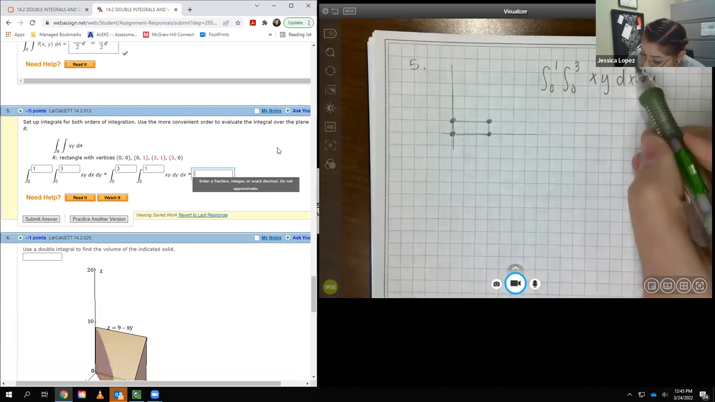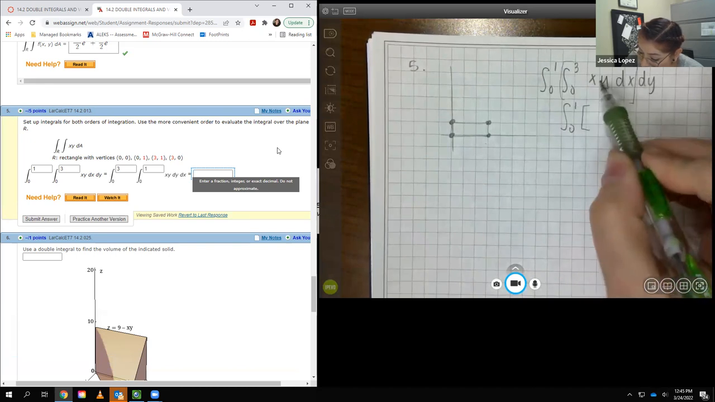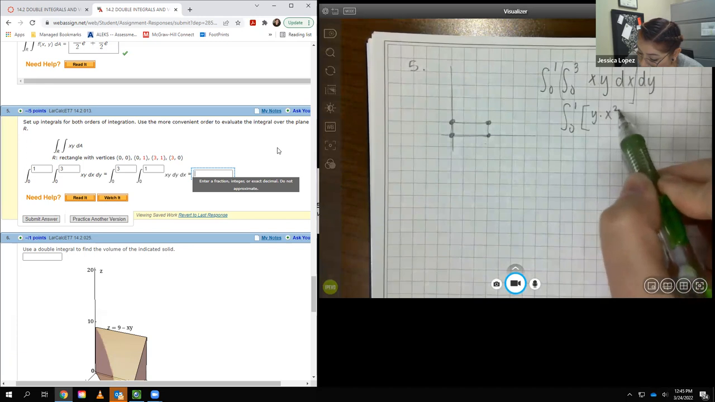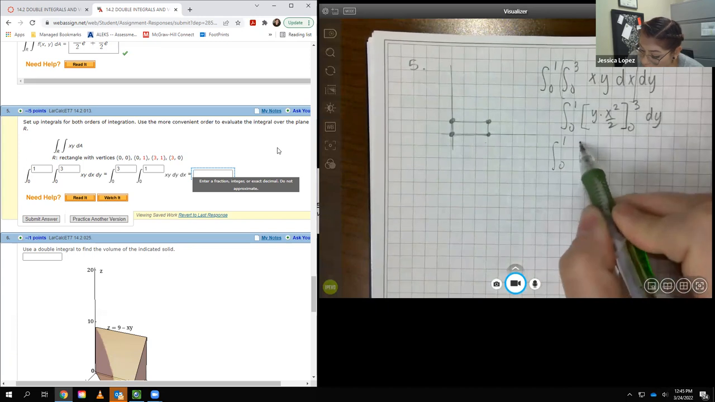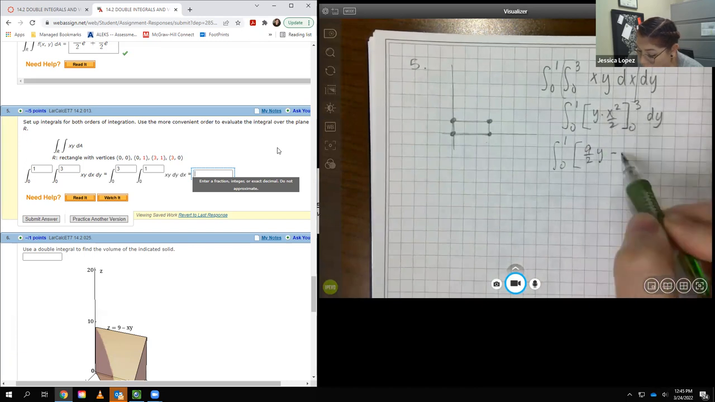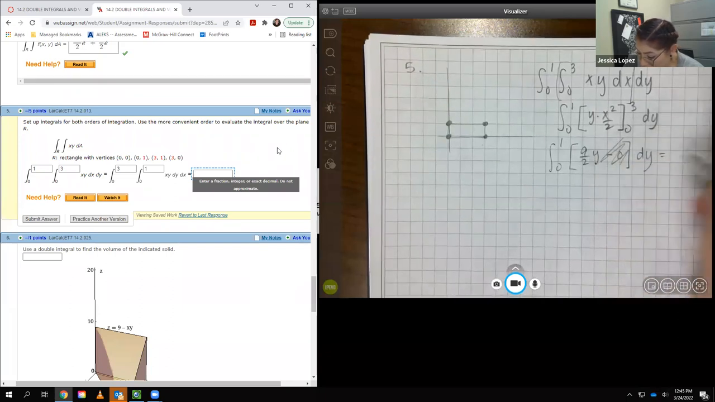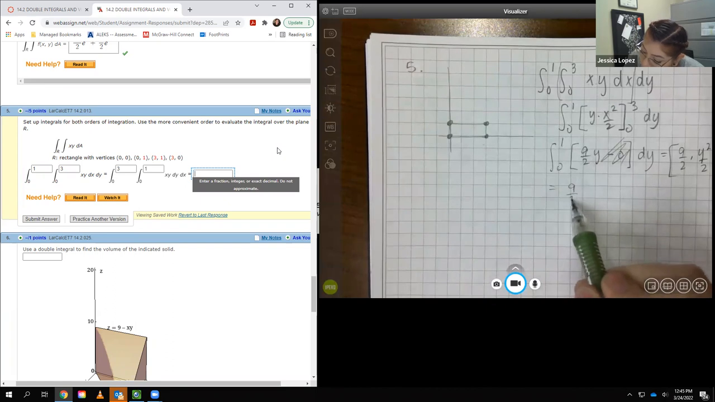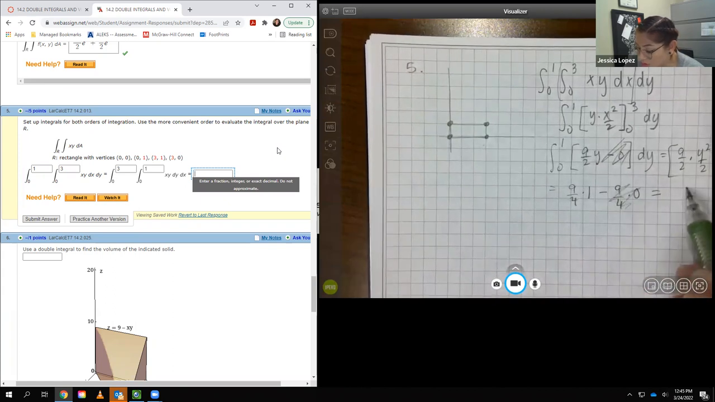Okay. So if I do this one first, that is 0 to 1. So x is my variable, y is the constant multiplier. So then I have 0 to 1, and then that's 9 over 2y minus 0 times y, which is just 0. So this guy is like not really there. So if I integrate this, that's 9 over 2 times y squared over 2, evaluated from 0 to 1. Which gives me 9 over 4 times 1 minus 9 over 4 times 0, which is just 9 over 4.